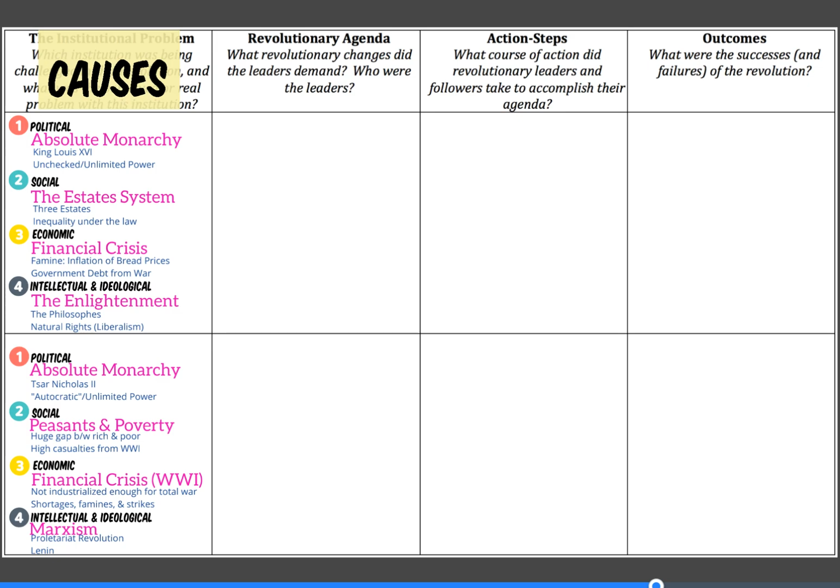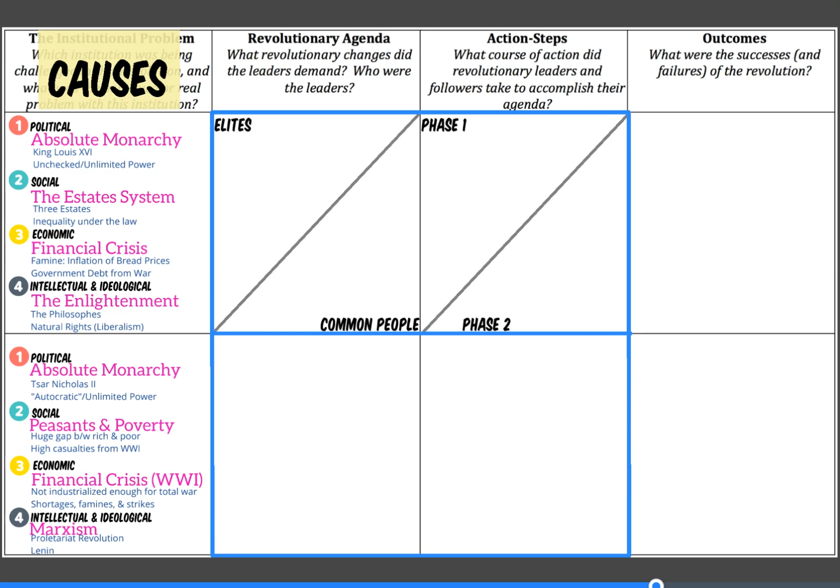And you might remember that when we came to revolutionary agendas and action steps, we divided those boxes in two. Because revolutionary agendas are different comparing the elites and what they wanted out of the revolution and common people and what they wanted. And the difference between the elites and the common people and their agendas is what ultimately produces two different phases of each revolution. So the French Revolution was really two revolutions, one after the other. The same exact thing is going to happen in Russia. We've got elites and common people with different agendas and therefore two phases of the revolution.